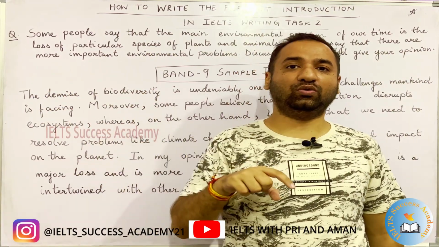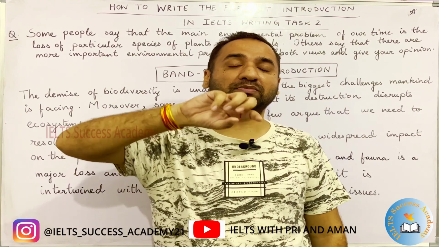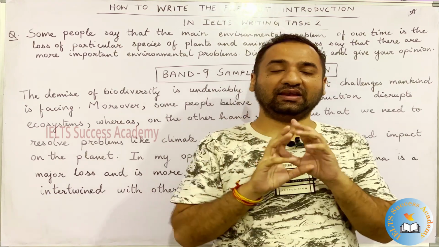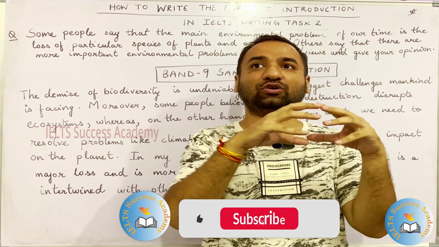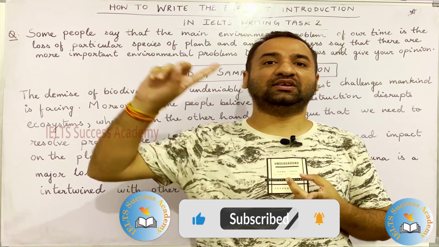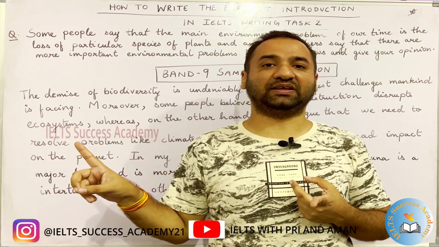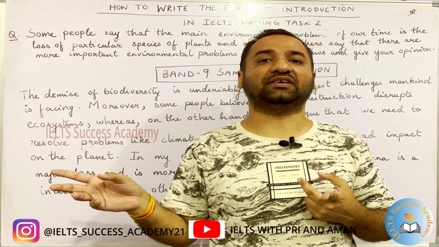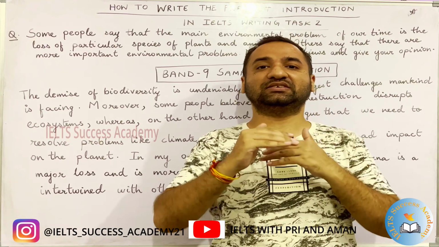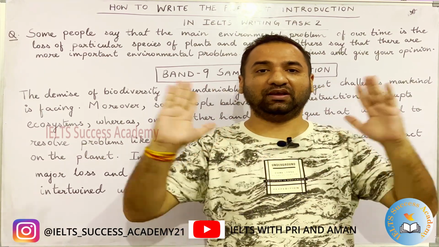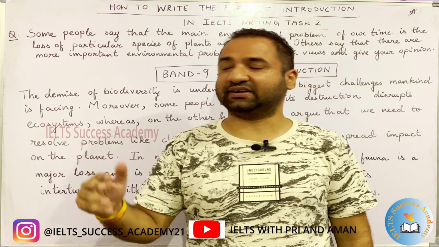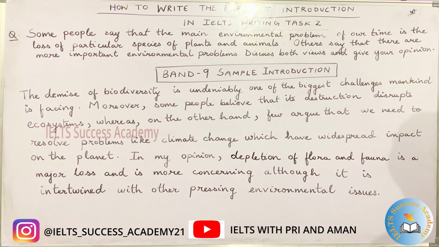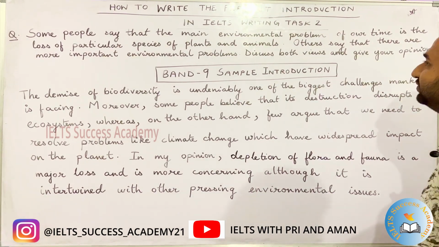Now, what you can do is you can say that these problems are causes. In reality, you can say that these problems are the causes. Increase in pollution leads to loss of biodiversity. Increase in climate change leads to loss of biodiversity. But because this question entails a different paradigm, we will shift the paradigm as the question is stating. So what can we write? We can write: the demise of biodiversity is undeniably one of the biggest challenges mankind is facing.